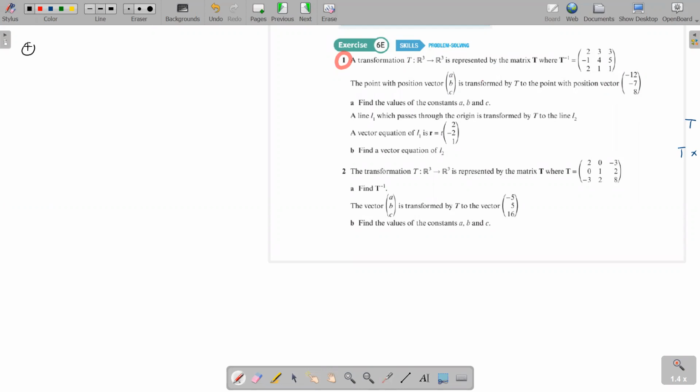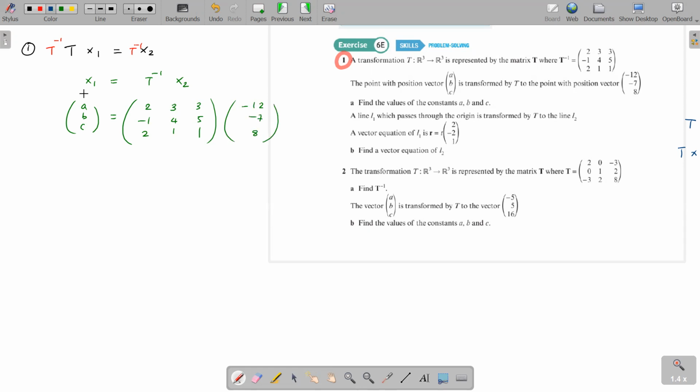I was just talking to you about this: transformation matrix times object coordinate equals image coordinate. We showed you that you multiply both sides with T inverse, and you get object coordinate equals inverse matrix times image coordinate. So the object coordinate is ABC. The inverse matrix is already given to you, it's always given. And x2 is the image coordinate -12, -7, 8. It's just a matter of multiplying, isn't it?